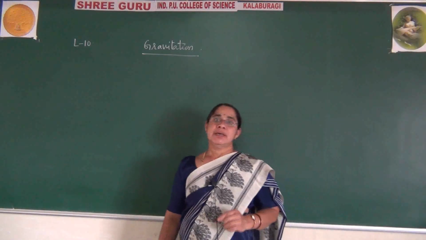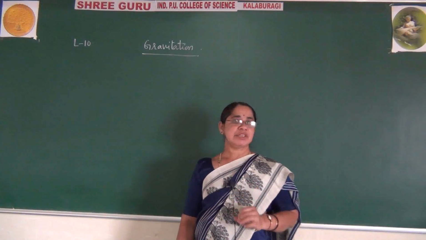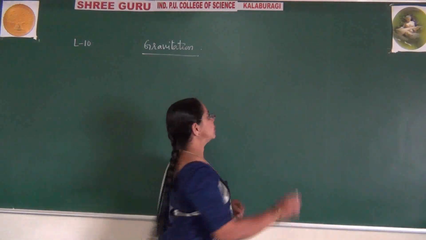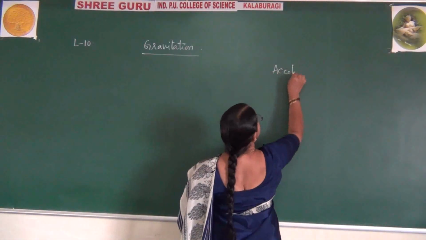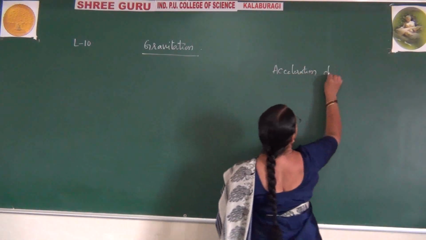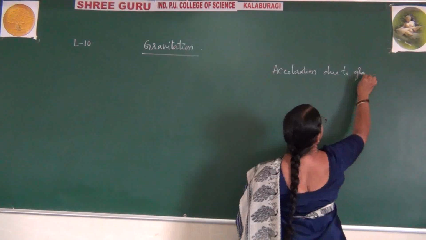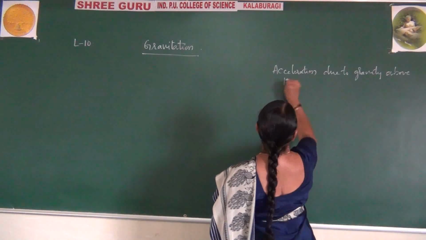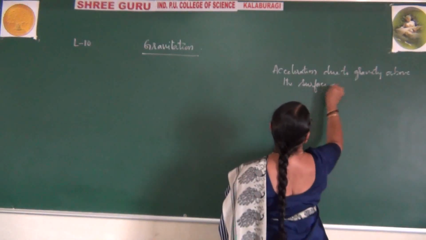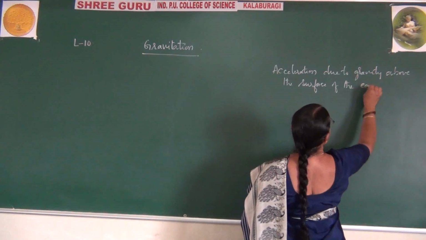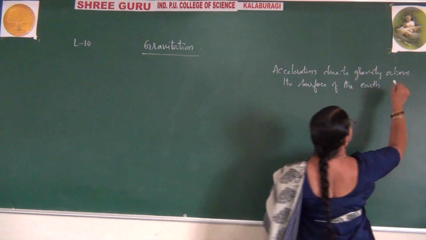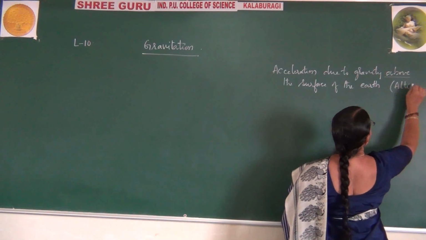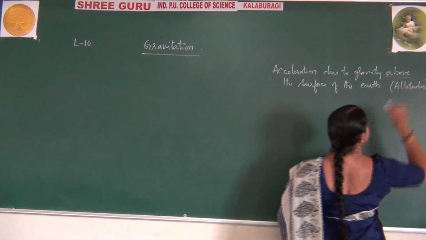Now I will just explain the one formula which we have learnt in the previous class, that is, acceleration due to gravity above the surface of the earth. I also said the word above for this, and I said one more word, at altitudes. So please be aware of this word, at altitudes.